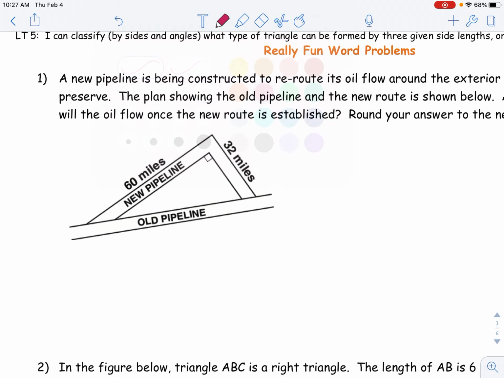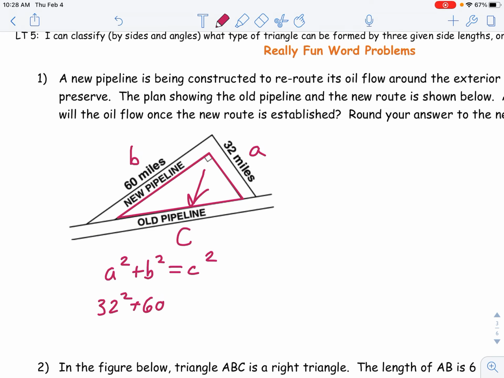So a lot going on here. Let's just emphasize. We have a right triangle. 32 miles we'll call A, 60 miles we'll call B. This old pipeline is C. Remember, it's opposite the right angle. That's how I know that's C. So let's just write A squared plus B squared equals C squared. And then plugging in what I know: 32 squared plus 60 squared equals C squared.